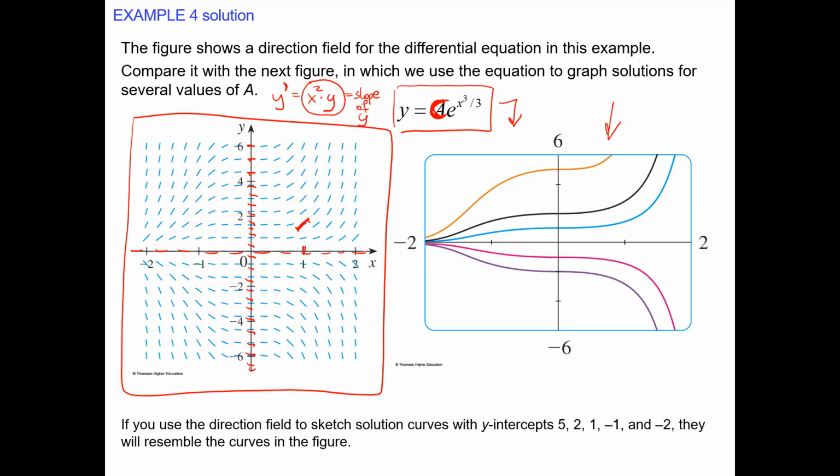What else can we figure out? For instance, 2, 4. That slope will be quite steep, because x is 2, 2 squared is 4, and y is 4, so 16. The slope will be 16.